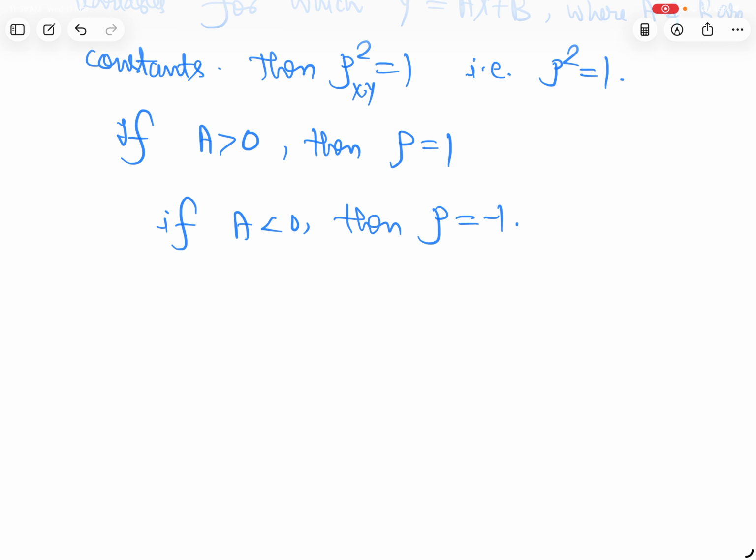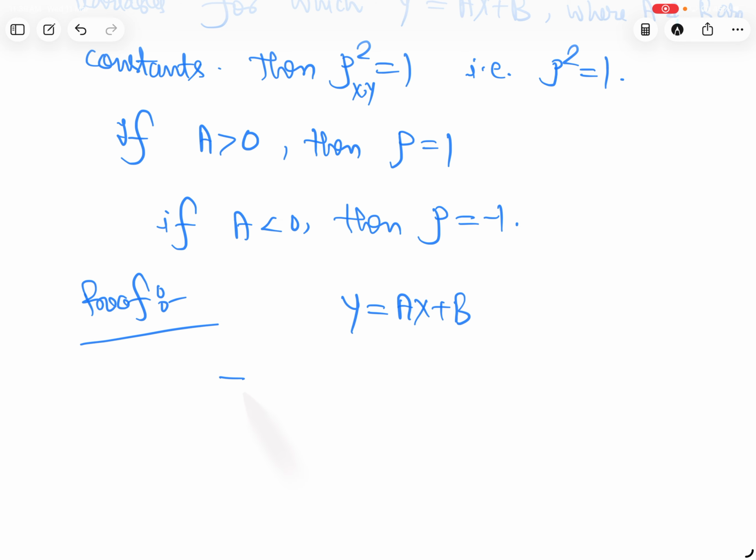Where a and b are non-zero, a is non-zero. Okay, sir. So let's prove it. Y is equal to ax plus b is given.